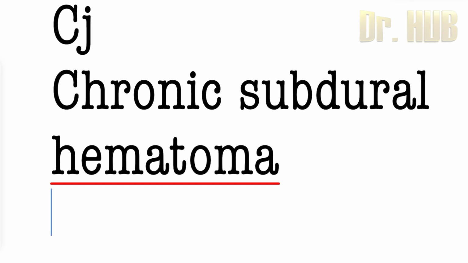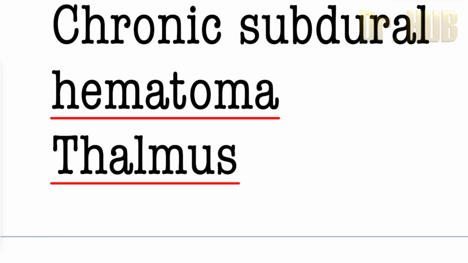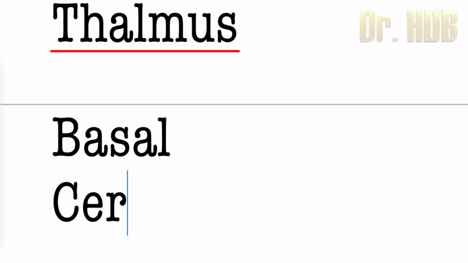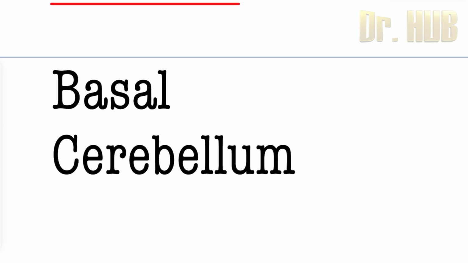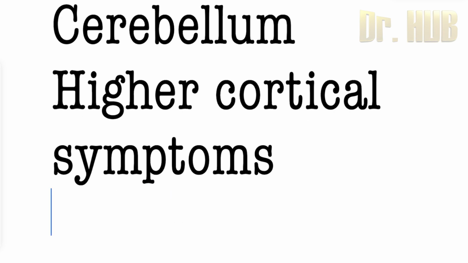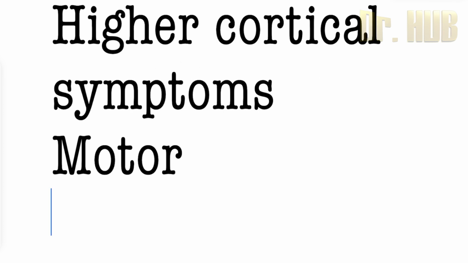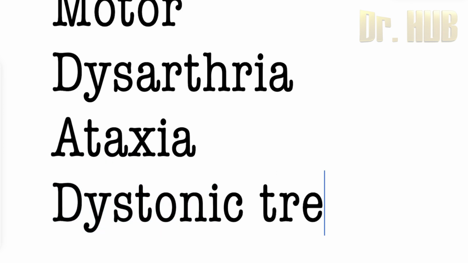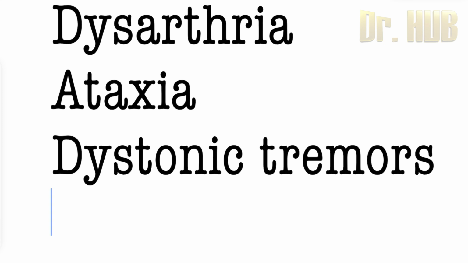Now let's compare it with subcortical dementia. Subcortical dementia involves the thalamus, the basal ganglia, the brainstem as well as the cerebellum. Now what are the higher cortical symptoms? There are none. Looking at the motor symptoms, it includes dysarthria, ataxia, rigidity, and dystonic tremors.